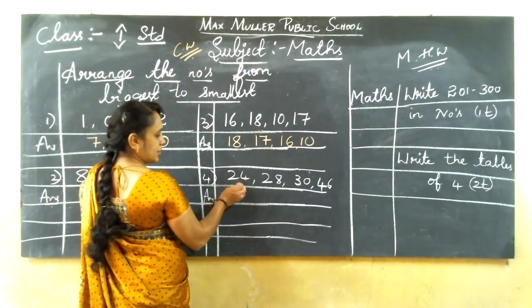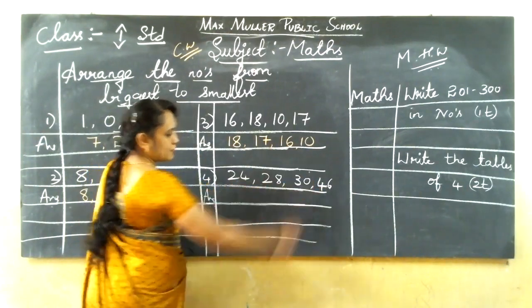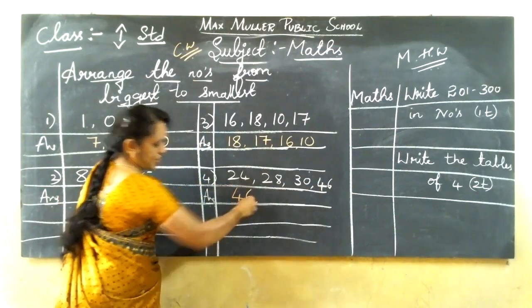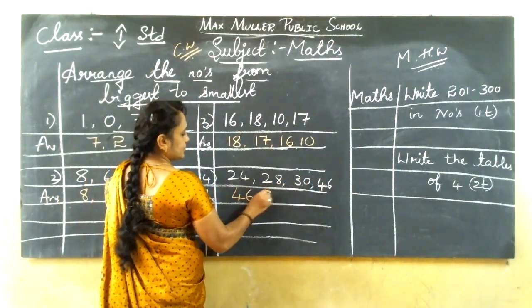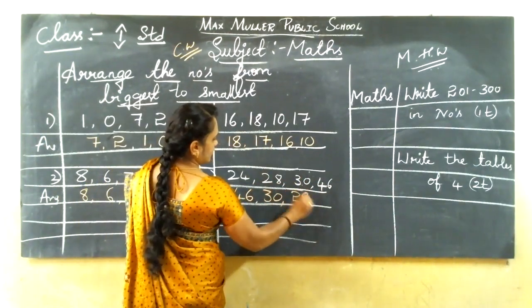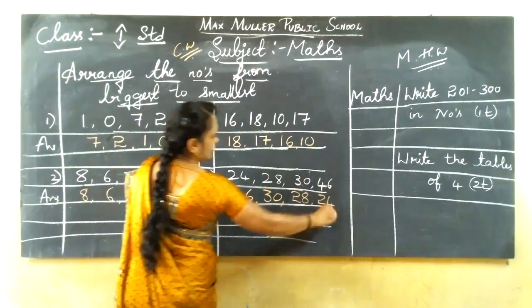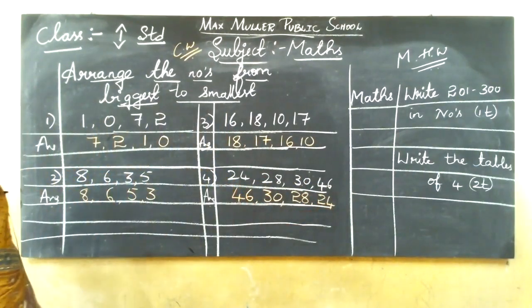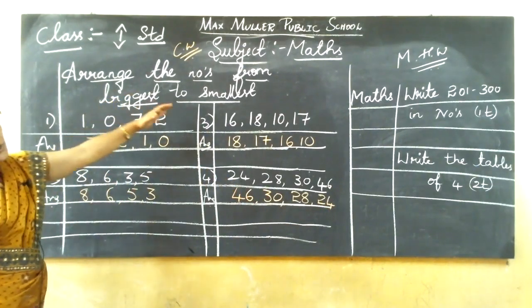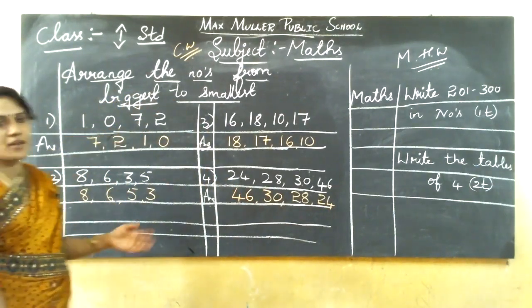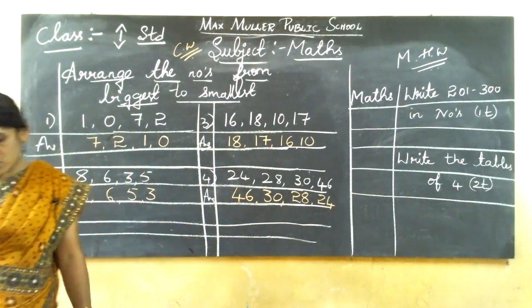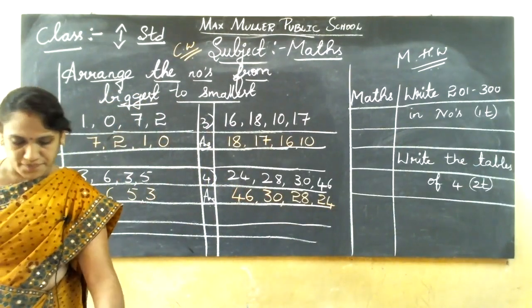Now you tell me which is the biggest number here? 24, 28, 30, 46. 46 is the biggest number, isn't it? Then 30. Then which number? 28. Then 24. Understand? Arranging from biggest to the smallest. Understand this sum? In the previous sum, it was smallest to biggest; this sum, biggest to smallest. Okay, don't get confused. Write it.